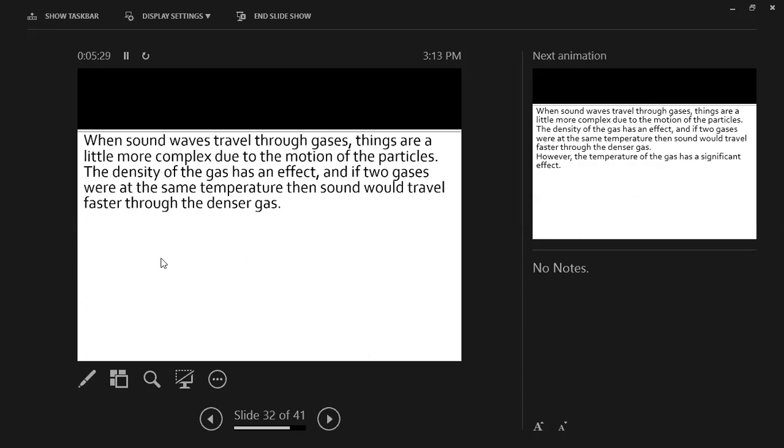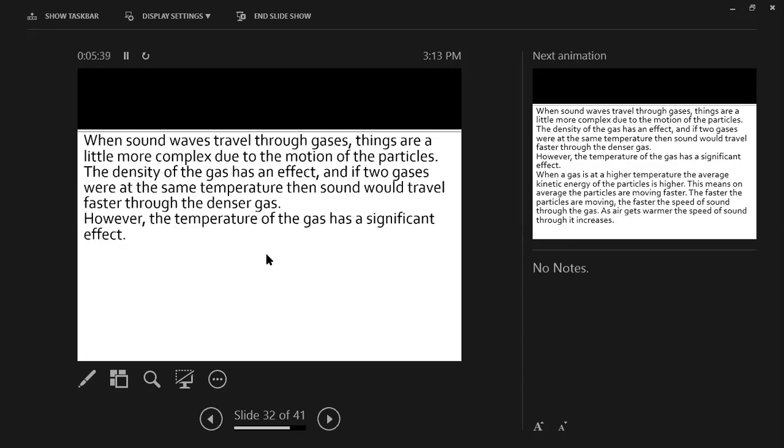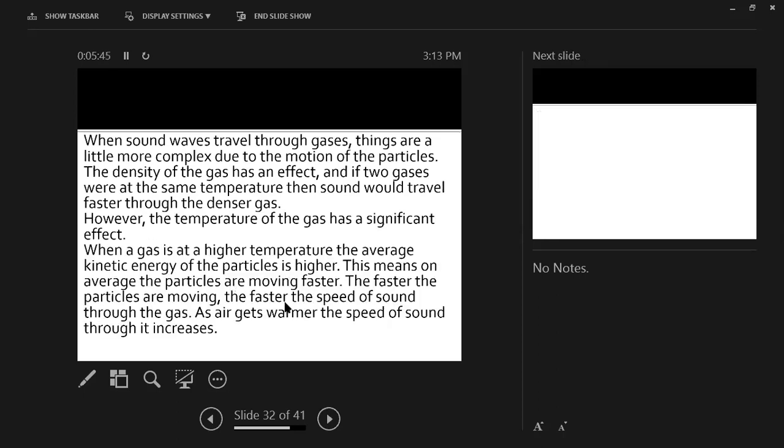If carbon is denser than oxygen, the sound is going to travel faster in carbon than in oxygen, at the same temperature. But the temperature of the gas has a significant effect. An increase in the temperature of the gas increases the speed of the sound.